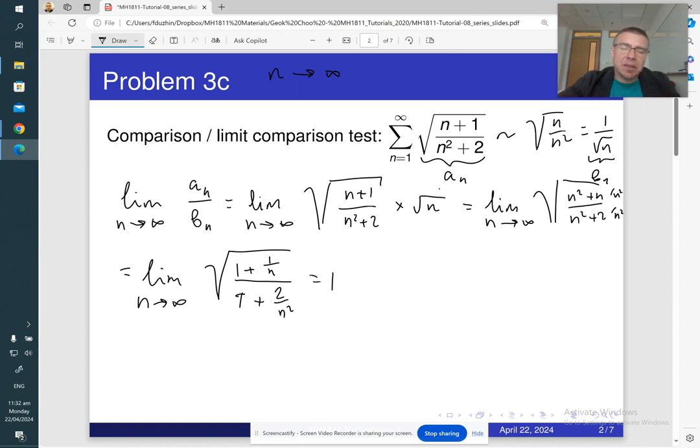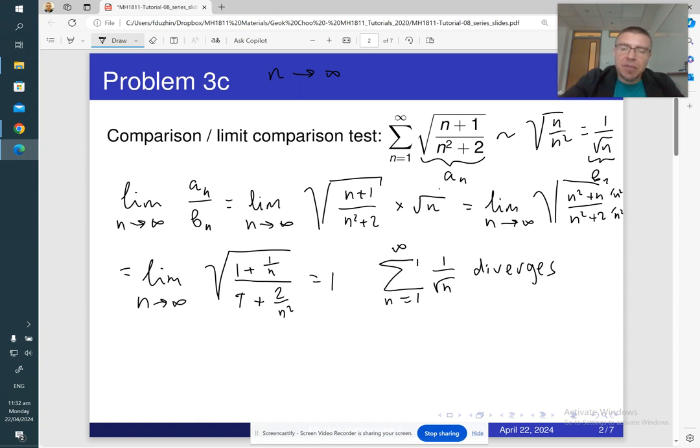Since the limit is a positive number, it is not 0 and it's not infinity, so we conclude that the original series converges if and only if the other series that we are comparing it with does. And we know that the series, the summation from 1 to infinity of 1 over square root n, this series diverges.